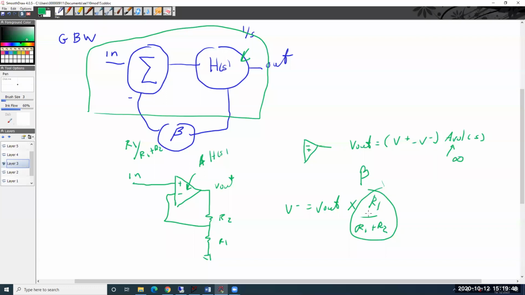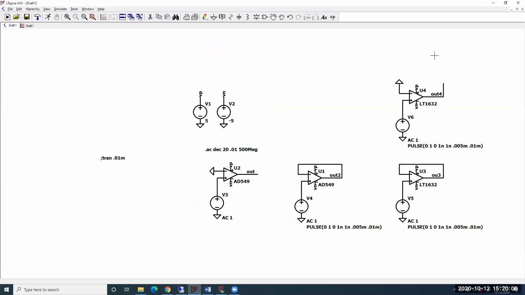Beta is the voltage division, okay? And now the thing is these can be resistors, capacitors, inductors. This feedback can be other op amp circuits. But yeah, that's just the feedback. This is more like the overview rather than, you know, kind of how to do the homework.